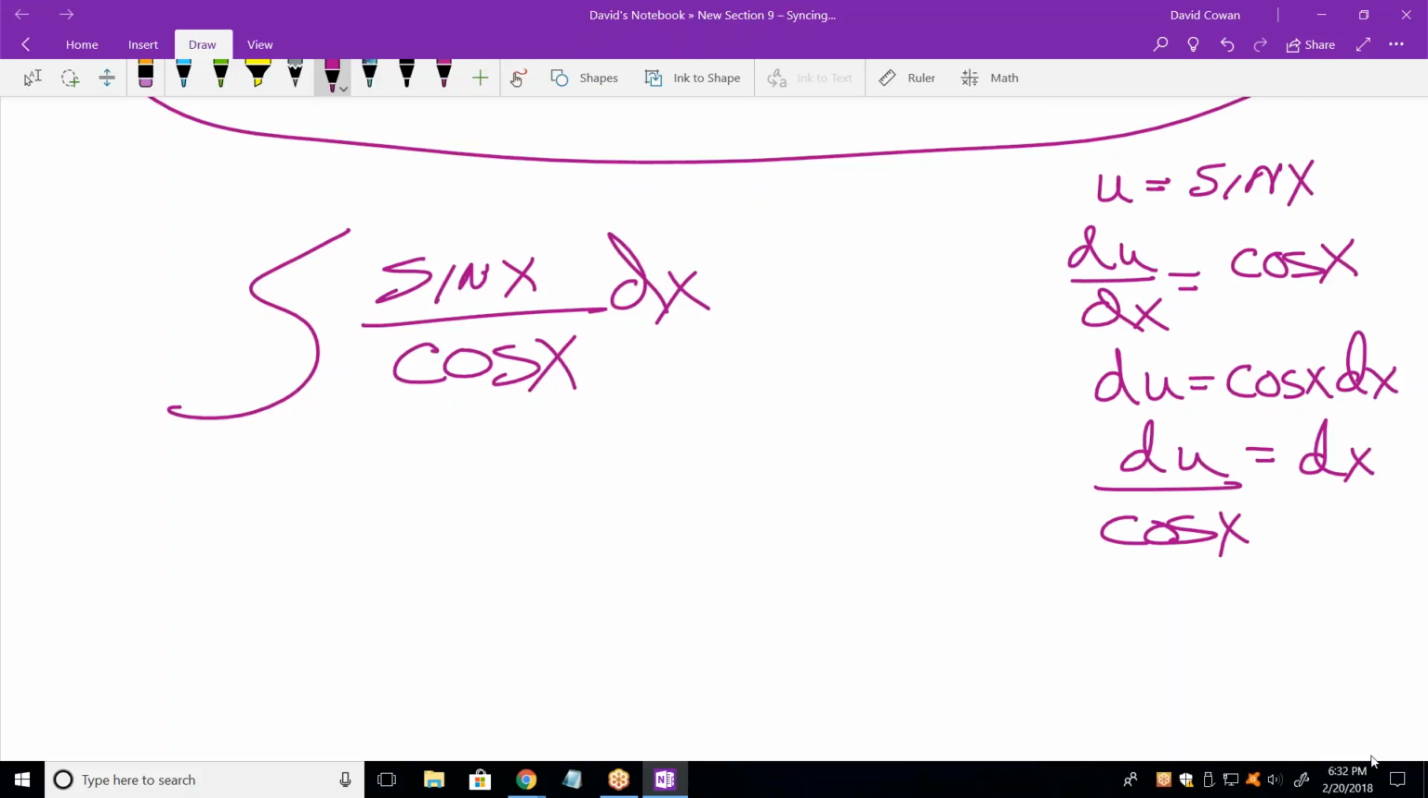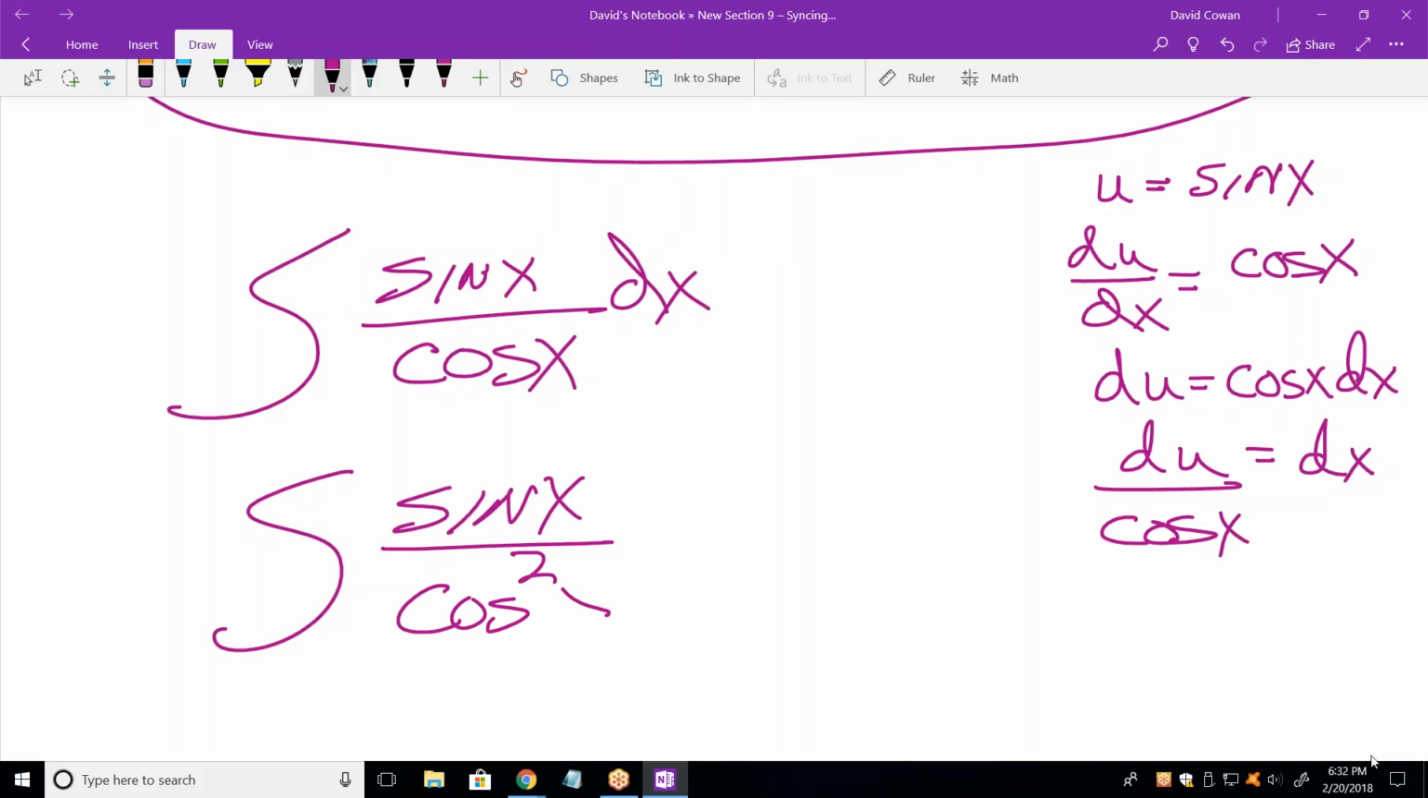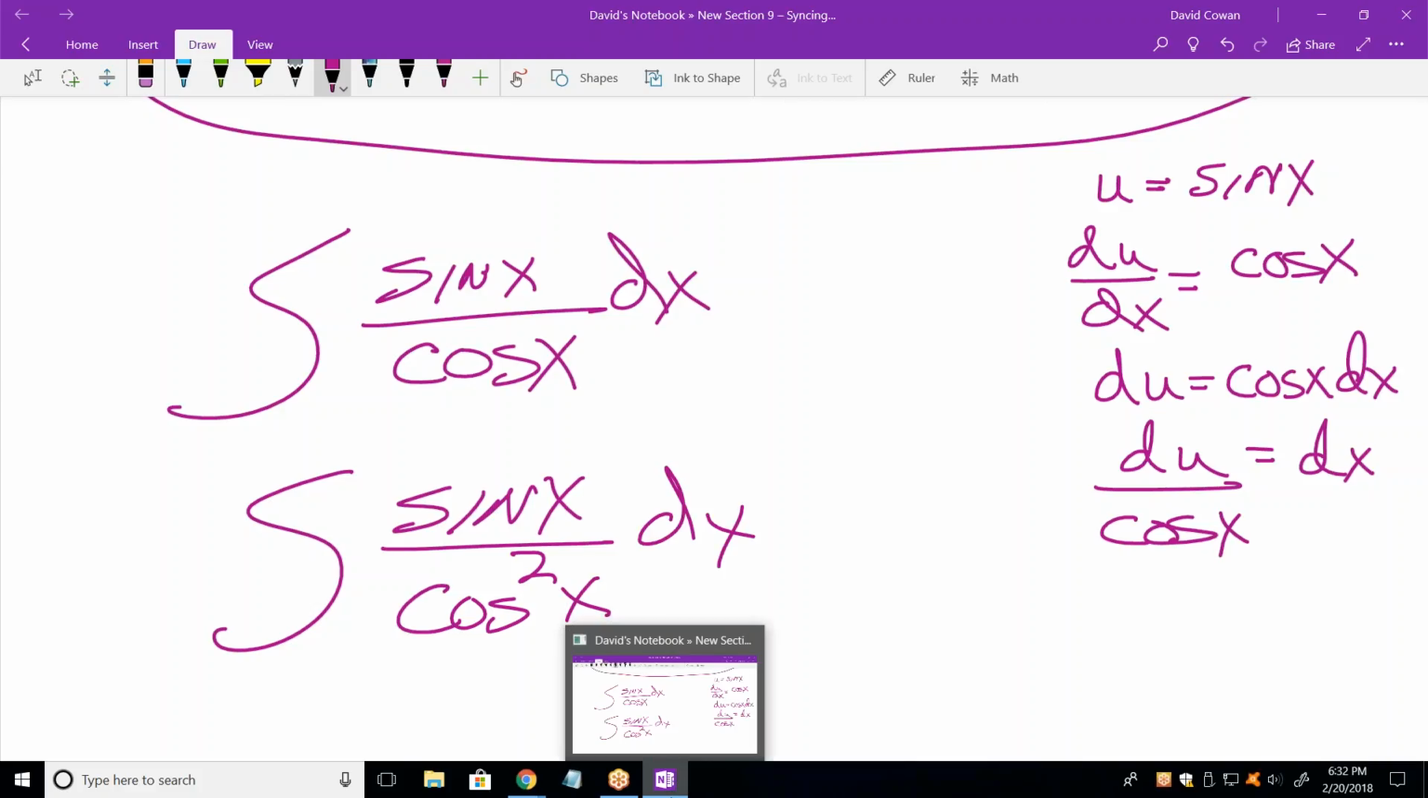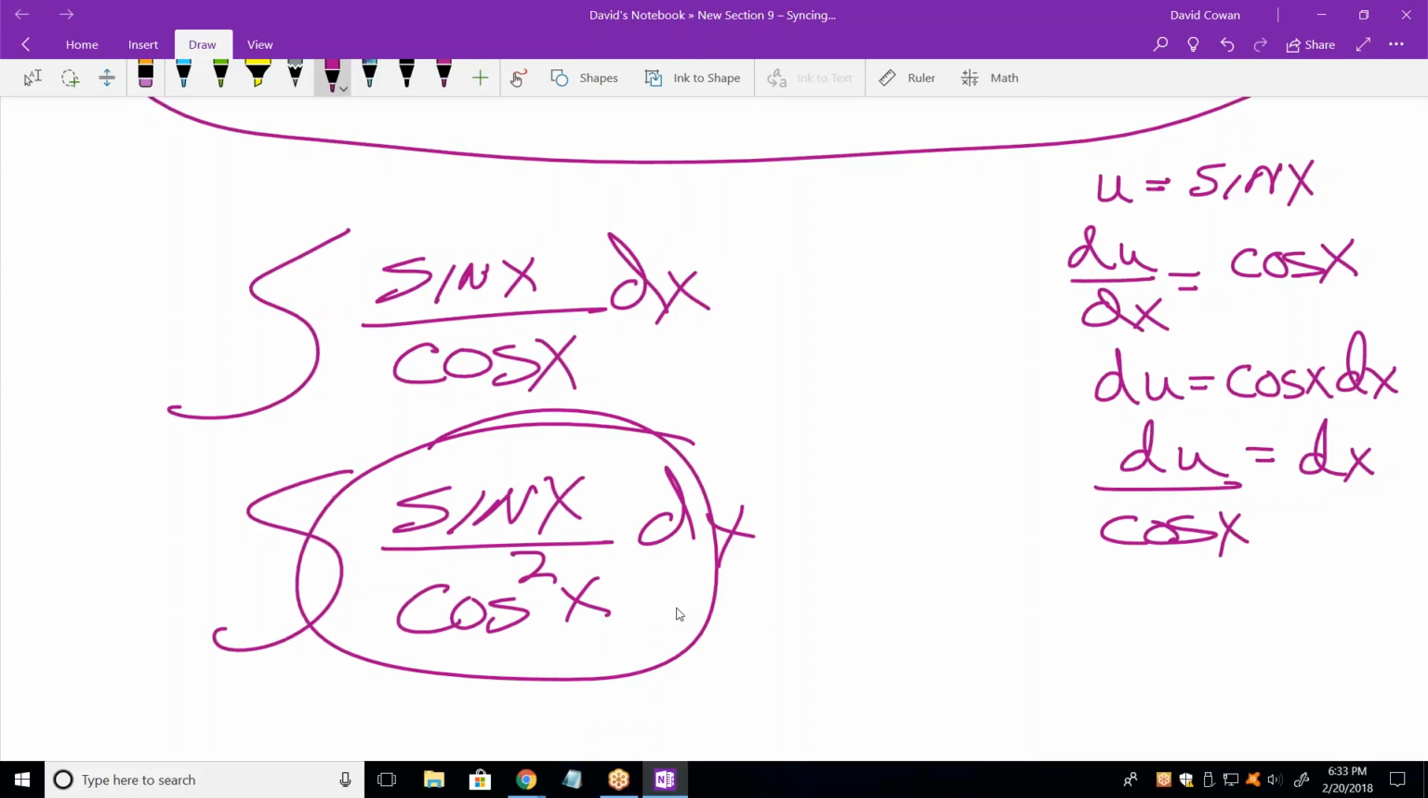Okay. Well, if I try, here's what I end up with. Sine x over cosine squared x dx. Now, I've done it, but I don't know how to integrate that any more than I knew how to integrate that. Notice what happens if I let u be the denominator.